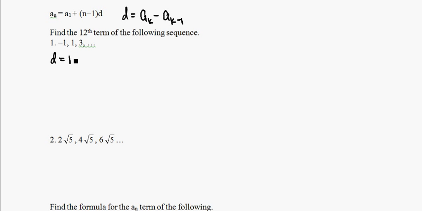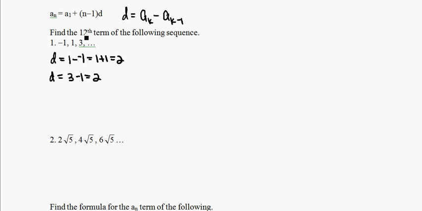So in this case, it would be 1 minus negative 1, which is 1 plus 1, which is equal to 2. Let's verify that by doing another pair of consecutive terms, which would be 3 and 1. So 3 minus 1 is equal to 2. So clearly that common difference is 2. We verified it with two consecutive terms. Obviously, you don't really need it for this problem, but I just wanted to exercise this formula here.